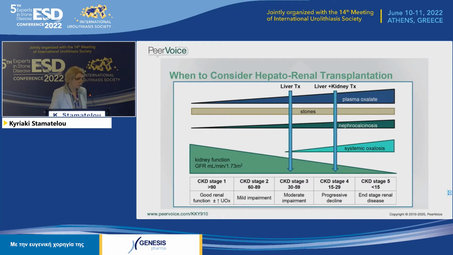When do we do the dual transplantation? When systemic oxalosis starts to appear; these are guidelines that you can find practically everywhere. When systemic oxalosis starts to appear, usually around stage 3, then you have to start thinking of liver transplantation. And then, if this proceeds further down, you have to go ahead with a double transplantation, liver and kidney.